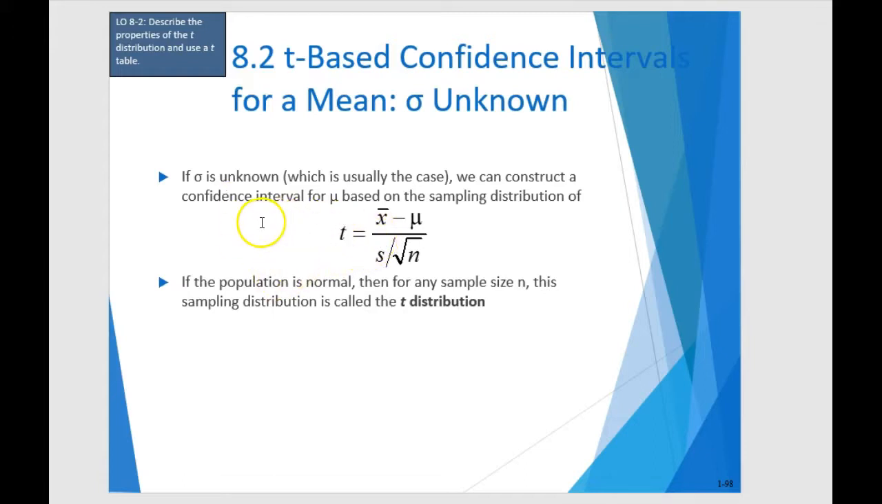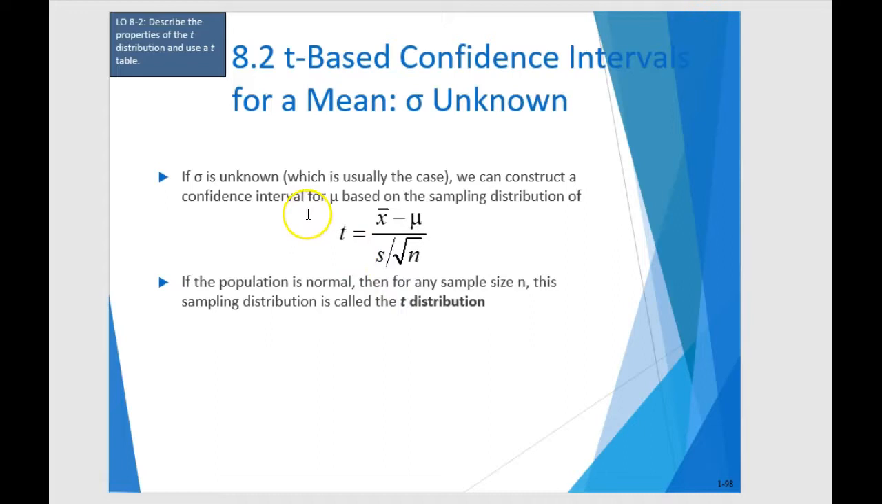So that might be something that you look for on a test. I'm sure there are going to be issues where you wonder which distribution to use. If we know sigma, it's going to be Z. If we don't know sigma, it's going to be T. Simple as that. Okay? You see the formulas.